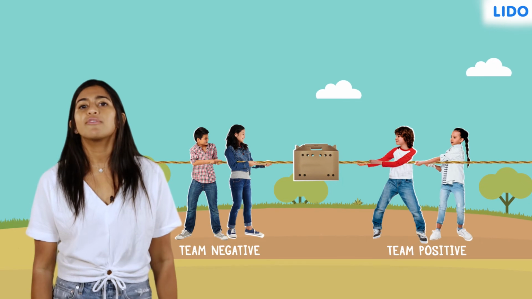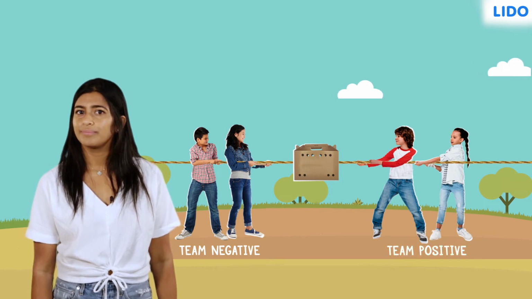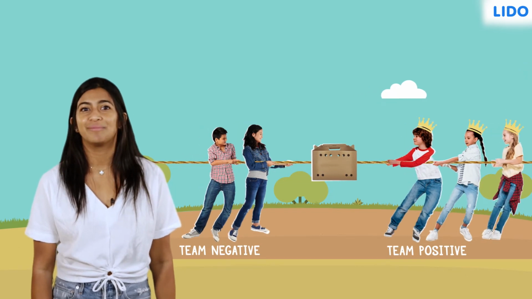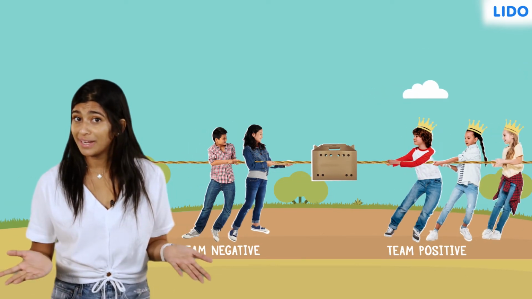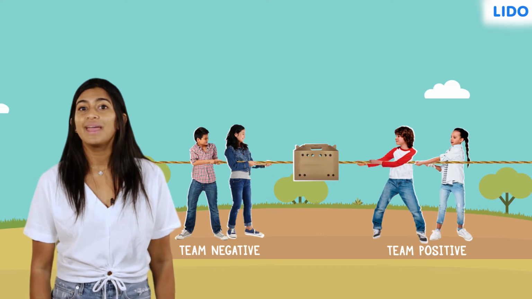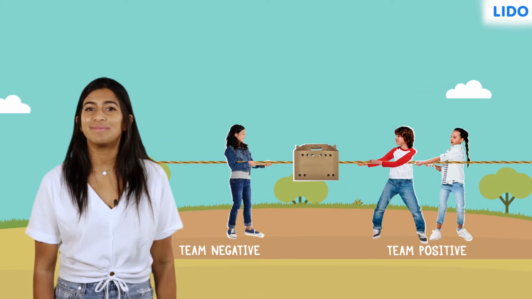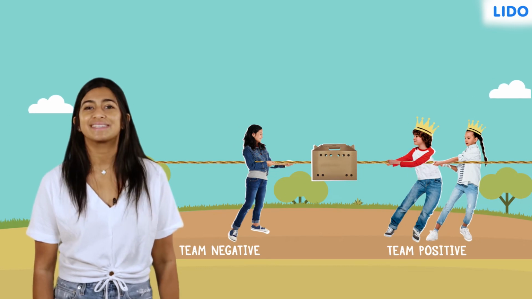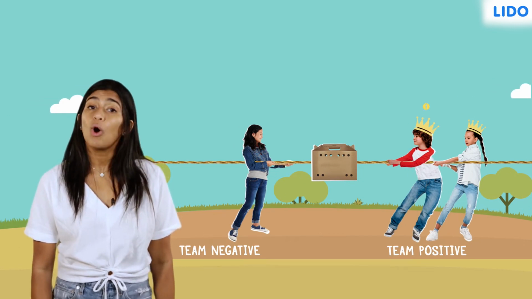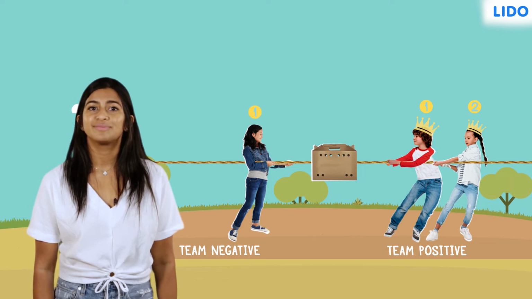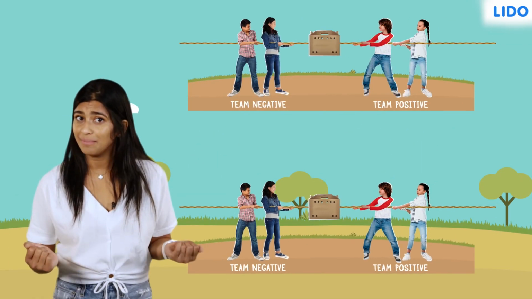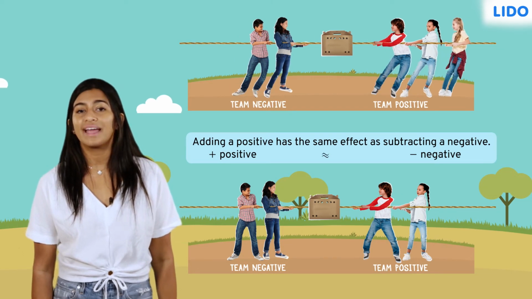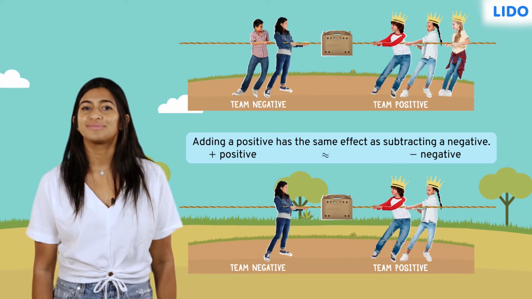What should we do if we want team positive to win? We can help them by adding a positive person to their team. Or, as we already know, another way to help them is by removing a person from team negative. The box will move towards team positive in both cases, because team positive will have more people than team negative. What do we conclude this time? We can say that adding a positive has the same effect as subtracting a negative.